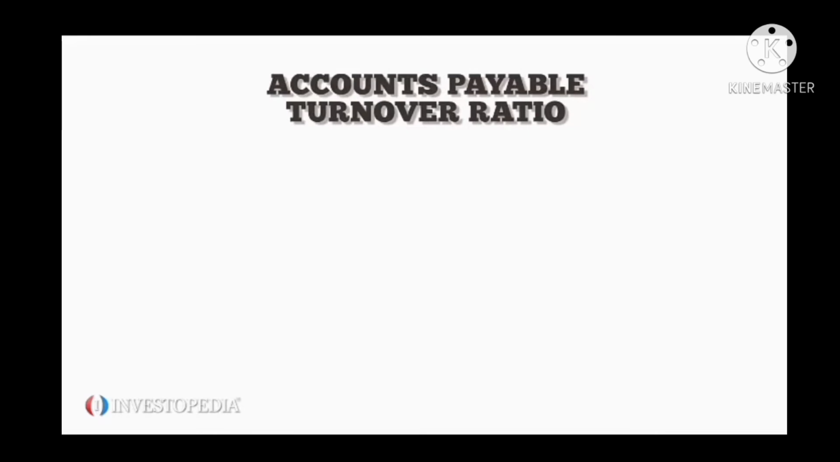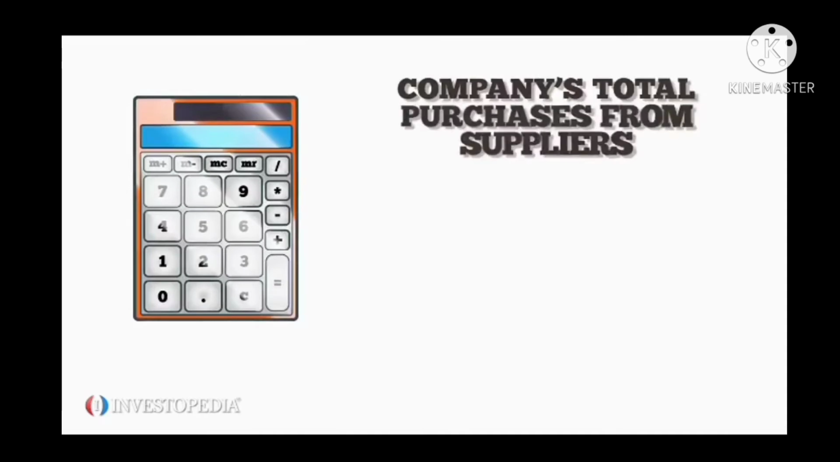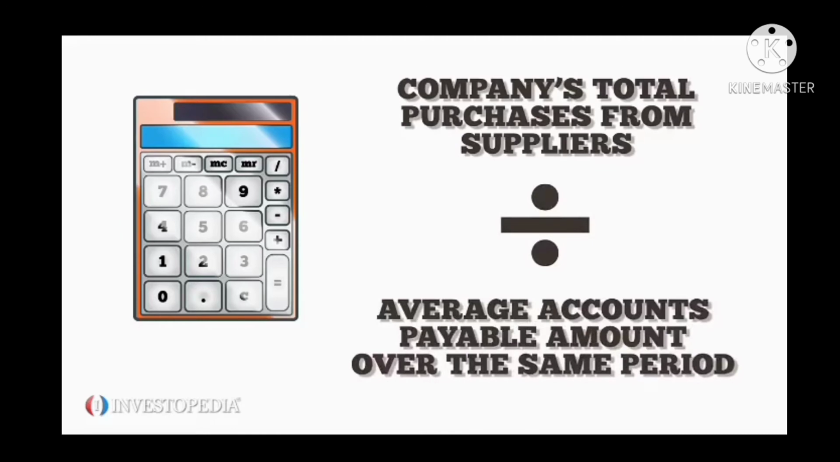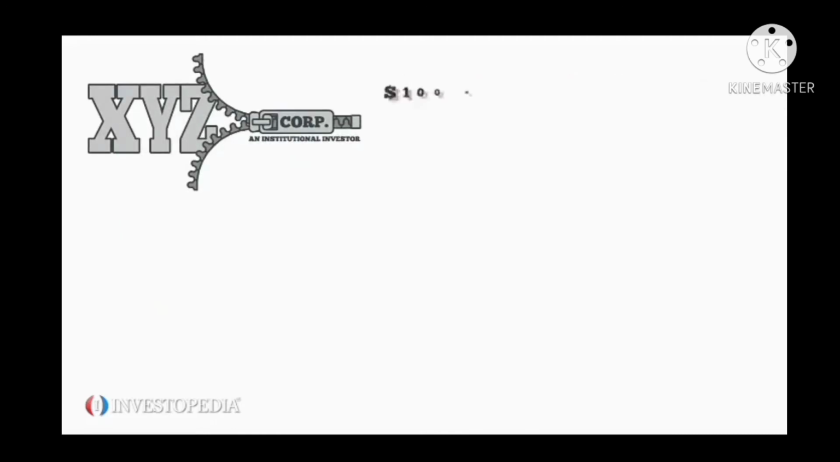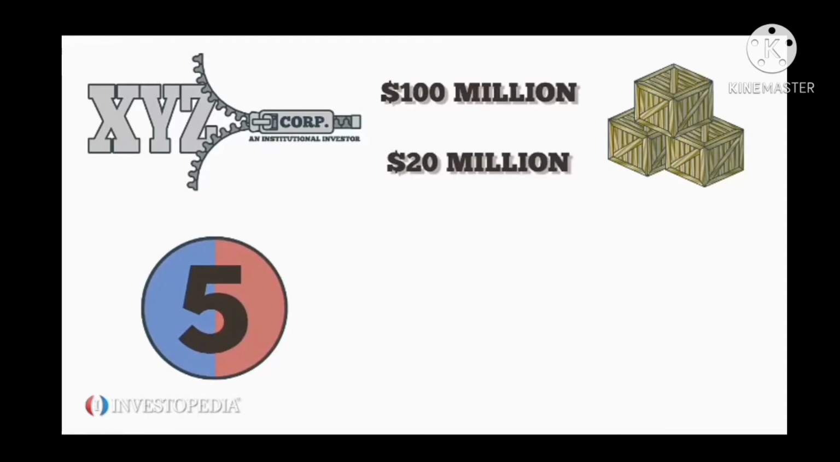The accounts payable turnover ratio measures the speed at which a company pays its suppliers. The ratio is calculated by dividing a company's total purchases from suppliers by its average accounts payable amount over the same period. Suppose XYZ Corporation buys $100 million worth of supplies in a year, and at any given point holds an average accounts payable of $20 million. Its accounts payable turnover ratio is 5, meaning XYZ pays its average accounts payable 5 times over the period of time.